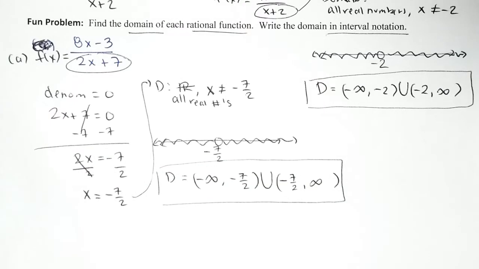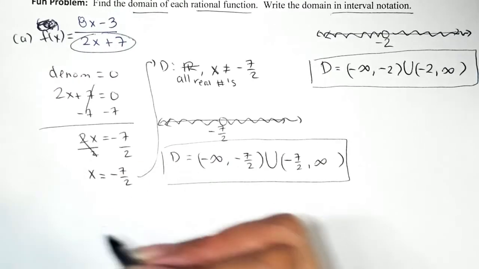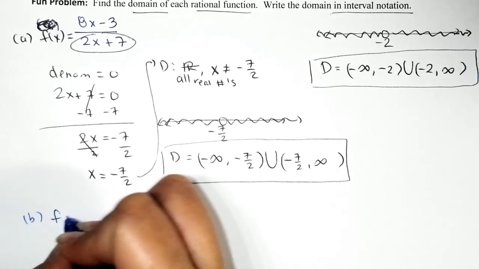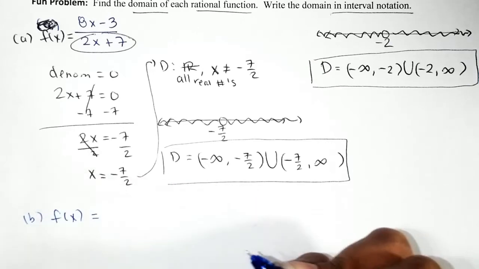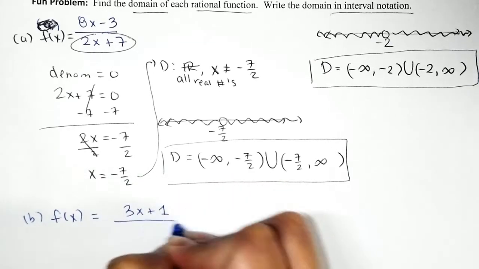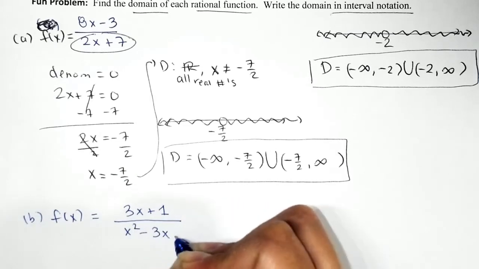Let's go ahead and knock out our second problem. Problem B. Where are we? Okay, so problem B, we have that f of x is equal to 3x plus 1 over x squared minus 3x plus 4.